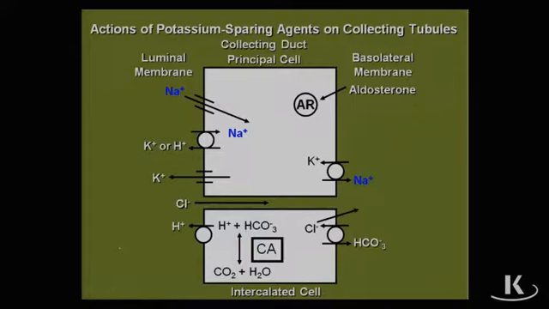Our final group of diuretics are the drugs that work as potassium-sparing agents. Here we're looking at a collecting duct cell, what is known as a principal cell, which is the target of the hormone aldosterone. Aldosterone as a steroid is released in situations of hypovolemia, but also in situations of hyperkalemia. Recall your endocrine physiology. Aldosterone as a steroid is a lipid-soluble compound.